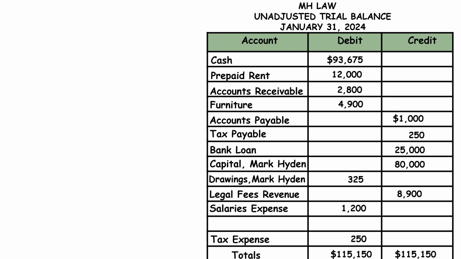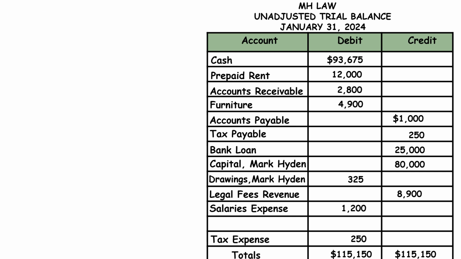We prepare that so that we can prove that our debits equal our credits. We don't want to go ahead unless we have proven this, because if we find errors, we need to find them as early as possible so that we can correct them before we take further steps. So this unadjusted trial balance is prepared first, to find out if there are errors, and we can correct those errors in our journal and posting. If there are no errors, the next step would be to adjust the trial balance.